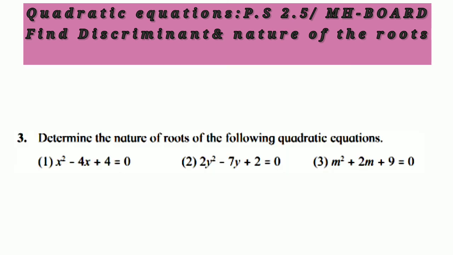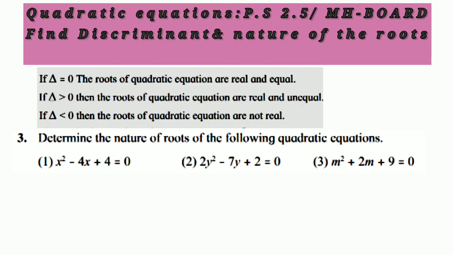Third question. Determine the nature of roots of the following quadratic equations. We have to first write the values of a, b, c, then find b square minus 4ac, that is discriminant or delta. The nature of roots we come to know from the value of the discriminant. If discriminant is equal to 0, then roots are real and equal. Greater than 0, real and unequal, and less than 0, not real.